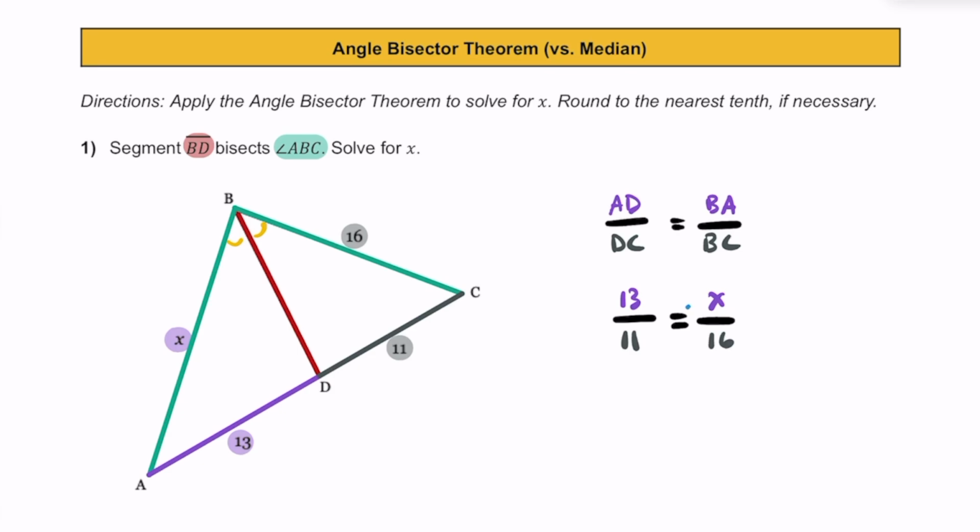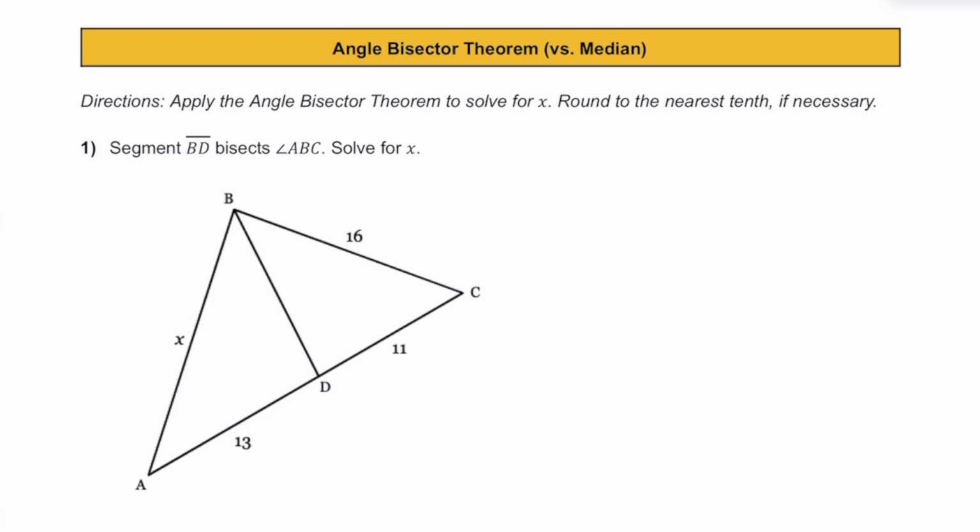If we go ahead and just use cross products here, this isn't too bad, but 11 times X is just going to be 11X. Go ahead and write that in. I'm not going to change the colors anymore. So 11X is equal to 13 times 16, you can go ahead and multiply that out, but it's going to be 208. And then if we just go ahead and divide both sides by 11 here.